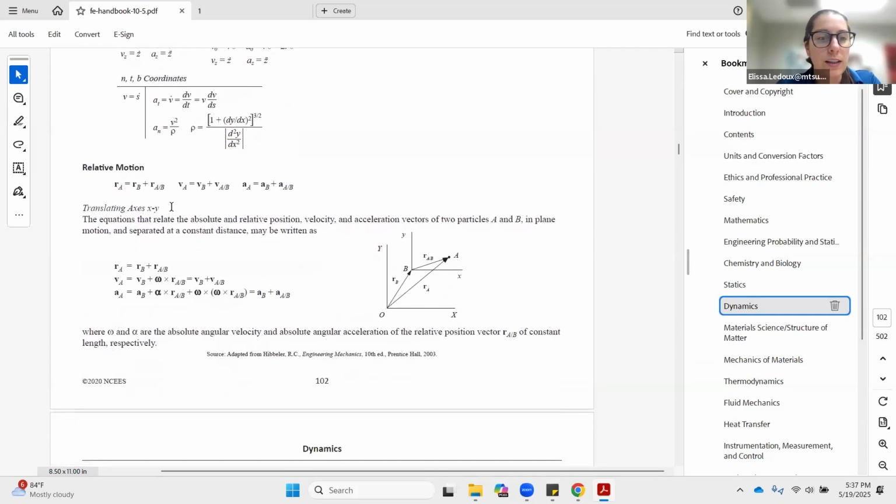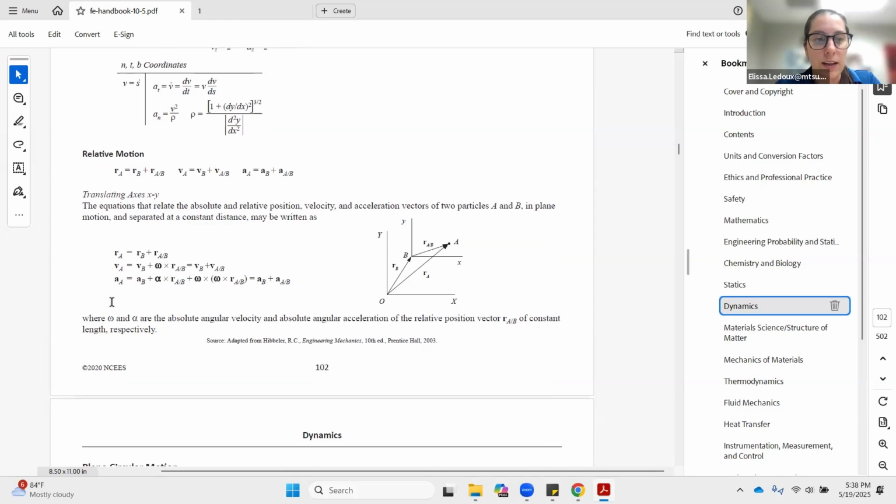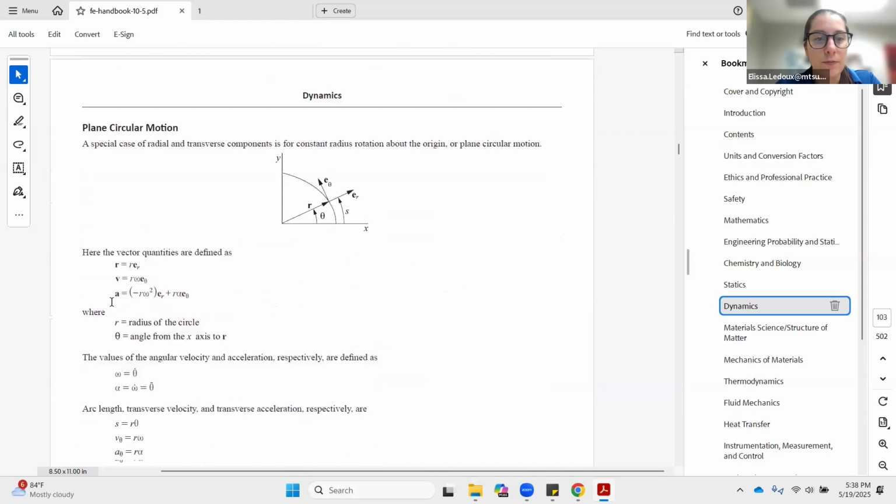Relative motion, you definitely need to know. So the relative motion is saying that if you have vector A and vector B, then the relative position between them is this vector that goes from B to A, position of A with respect to B. But then also we have the velocity and the acceleration formulas, where omega is angular velocity and alpha is angular acceleration. So these are all formulas from rigid body kinematics.